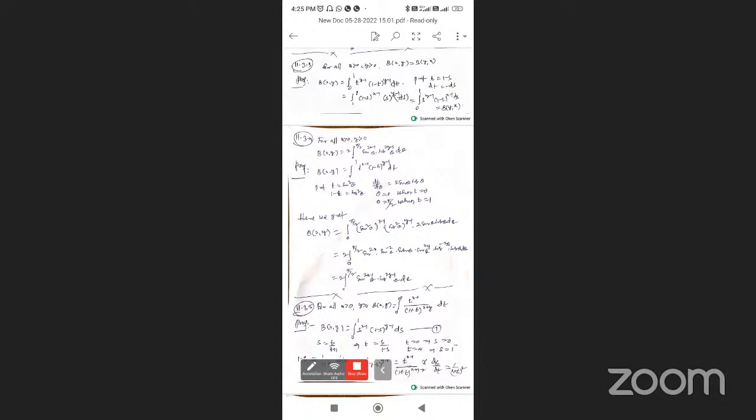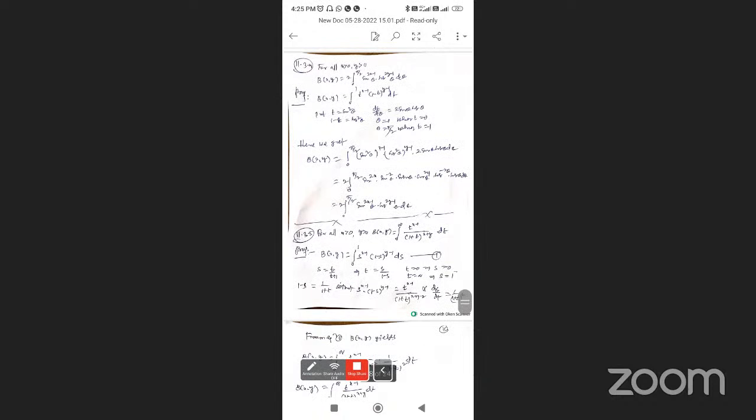So, the second property. For all x greater than 0, y greater than 0, beta of x comma y is equal to 2 into the integral from 0 to pi by 2 of sine to the power of 2x minus 1 theta, cos to the power of 2y minus 1 theta d theta. So what is the beta of x comma y formula? The integral from 0 to 1 of t to the power of x minus 1, (1 minus t) to the power of y minus 1 dt.